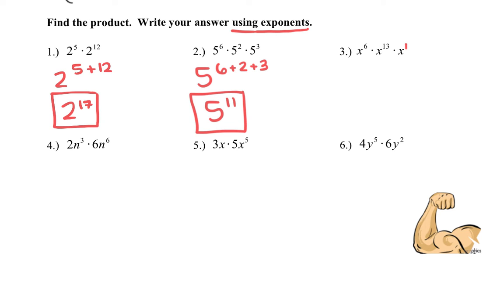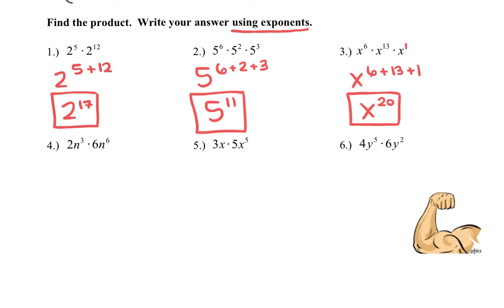But in this case, that's going to be important because you're going to add 6 plus 13 plus 1. And again, think if you were to write this out as repeated multiplication, you would have 6 x's and then 13 x's and then one more x. So you need to add that 1. And so this would be x to the 20th power as your final answer.